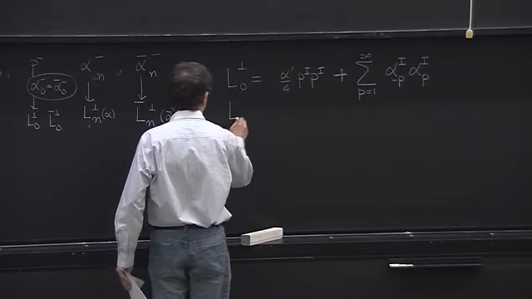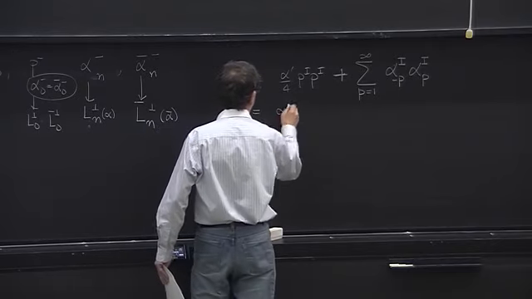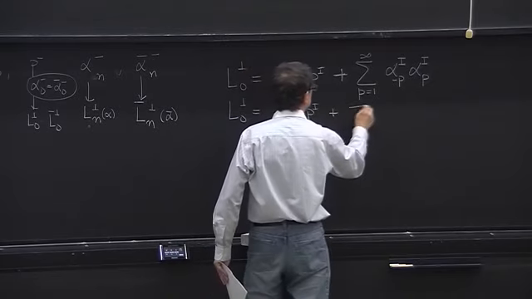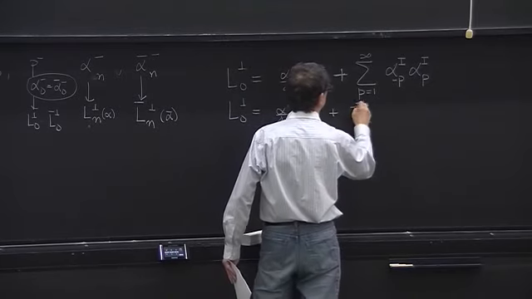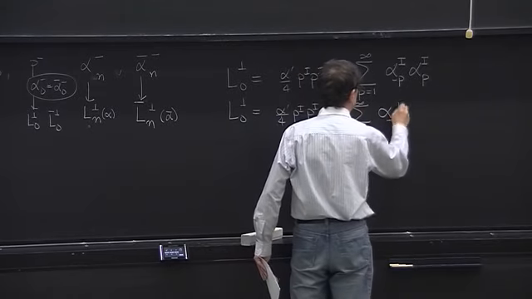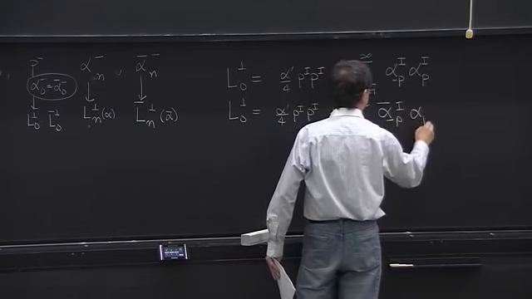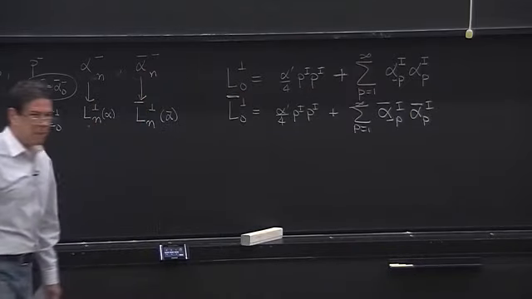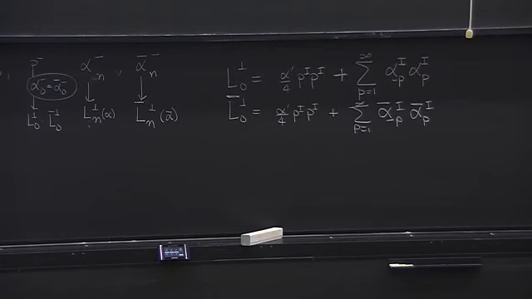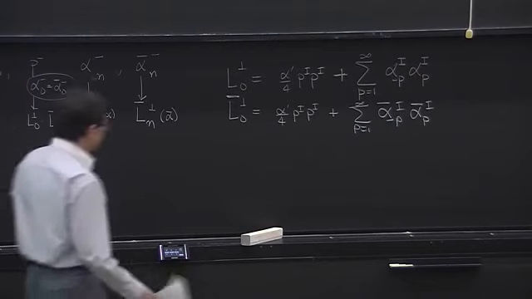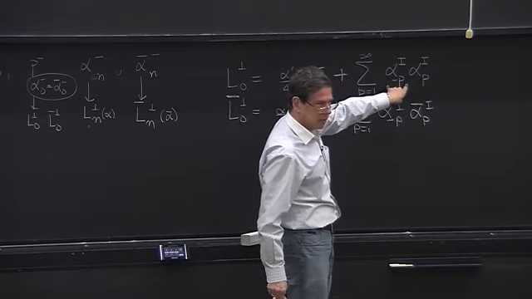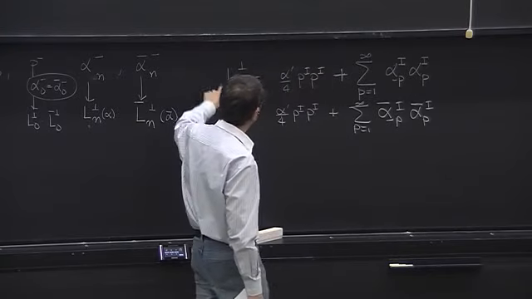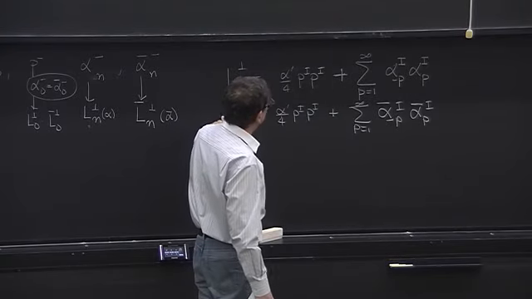But now you have L0 bar perp equal to alpha prime over 4 p squared plus the sum from p equals 1 to infinity of alpha minus p bar, alpha p bar. And this operator looks completely different from the first operator. This involves these oscillators, the right movers. This involves the left movers. This is L0, the formula for L0, and this is L0 perp.